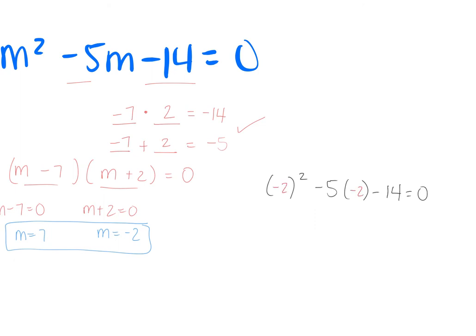Negative 2. What's negative 2 squared? Brock. Ooh, 4. Nice. Why positive 4? Booyah. Anything squared is going to give you a positive, okay? If you get a negative, double check yourself. All right, and then negative 5 times negative 2, Marina. Positive 10, so plus 10. And then the negative 14 just stays minus 14. What's 4 plus 10? 14. What's 14 minus 14? Is this true? Booyah.